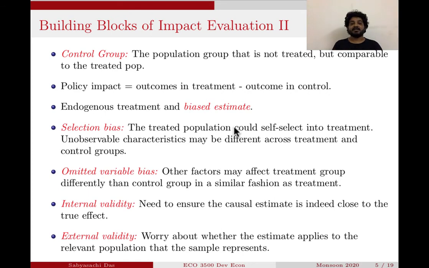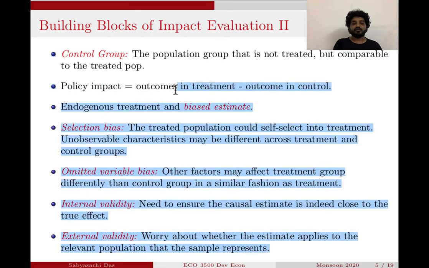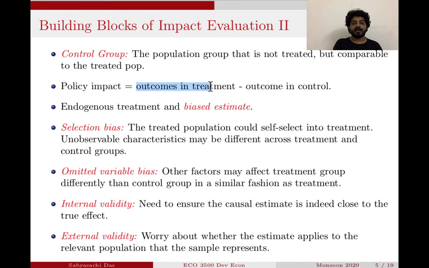And if that's the case, then this method that I've laid out here to just measure policy impact by the difference of outcome in treatment and control will lead to some biased estimate, meaning that we will either overestimate or underestimate the effect of the treatment, if the assignment of the treatment to individuals is correlated with some features of the individuals, or with some overall context. So let me parse this out. The first kind of bias is what is referred to as selection bias. So what is selection bias?